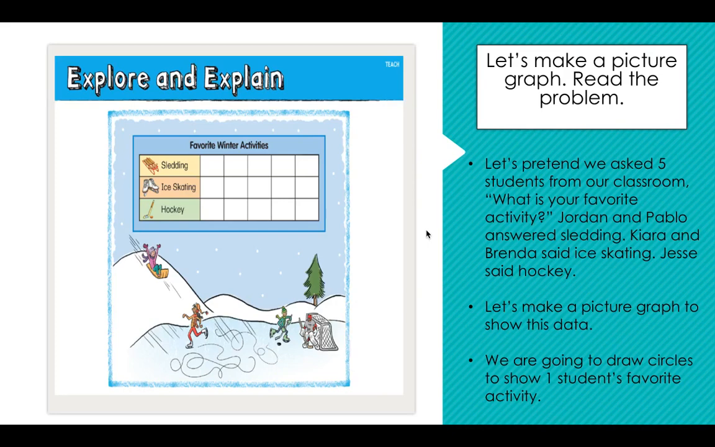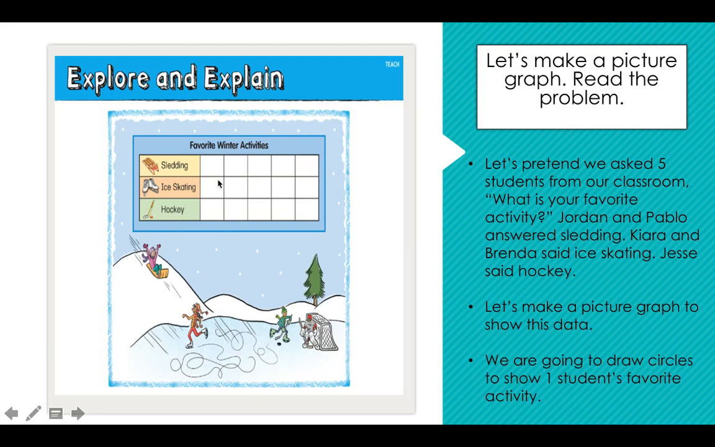We are going to draw circles to show one student's favorite activity. Let's take a look at the picture graph under Explore and Explain. Here, the title is Favorite Winter Activities, and we have the 3 activities that the students in our class chose: sledding, ice skating, and hockey.